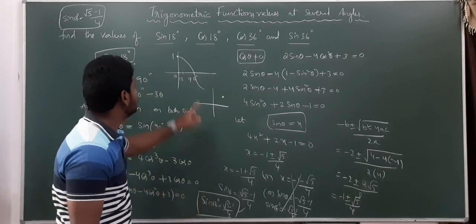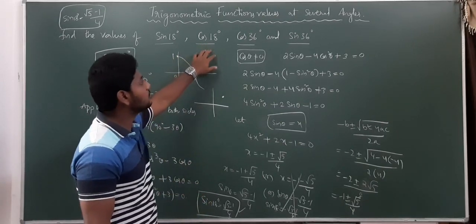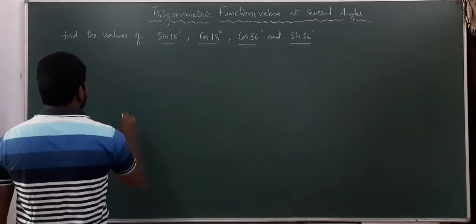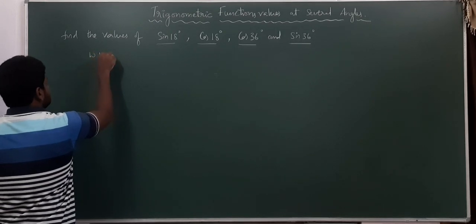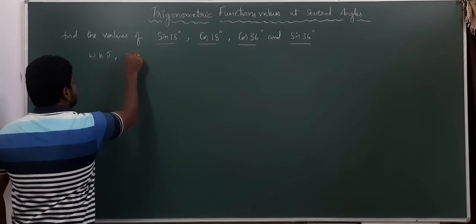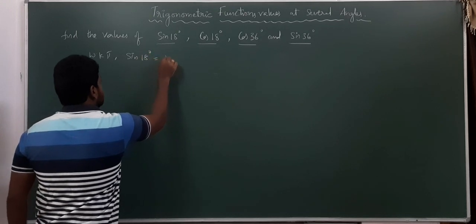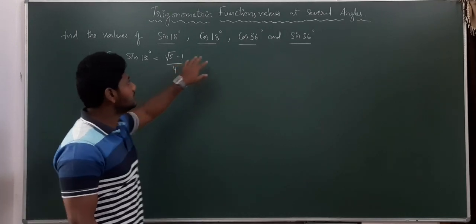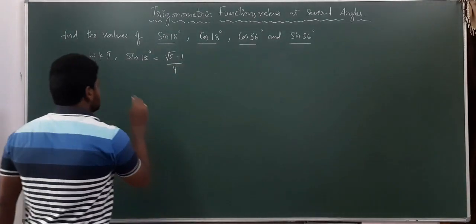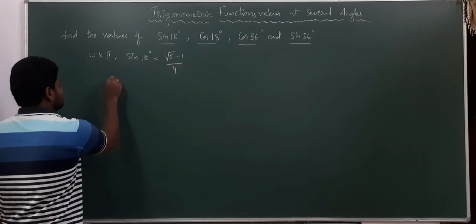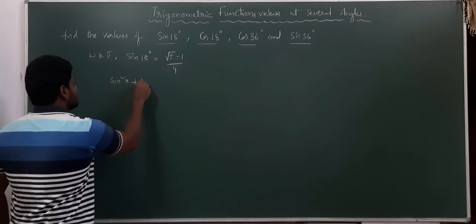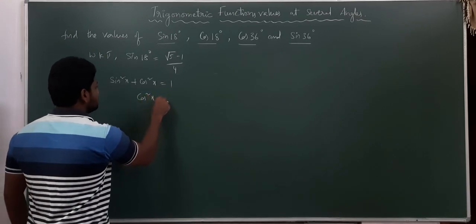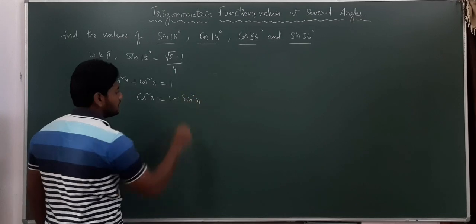After knowing the sine value, we will find cos 18 degrees. Pause the video to note it down. Now we will find the cos 18 degrees value. We know that sin 18 degrees is equal to (root 5 minus 1) by 4. By using that, we can find cos 18. How, sir? By using trigonometric identities. What is that? Sin square x plus cos square x is equal to 1. Right? So cos square x is equal to 1 minus sin square x.